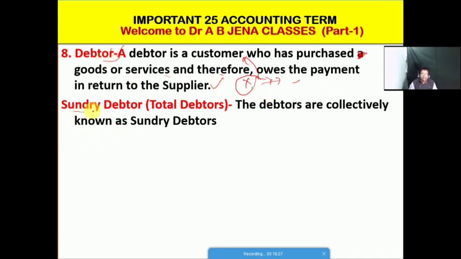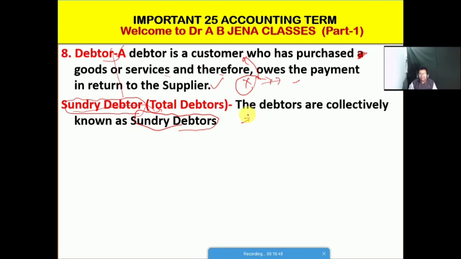So again, we know what is the meaning of debtor. What is the meaning of sundry debtor, friends? So sundry debtor is also known as total debtors. The debtors are collectively known as the sundry debtors. Friends, now I am hopeful.